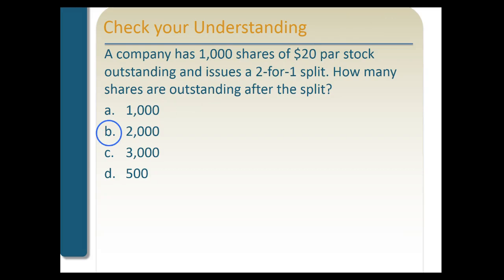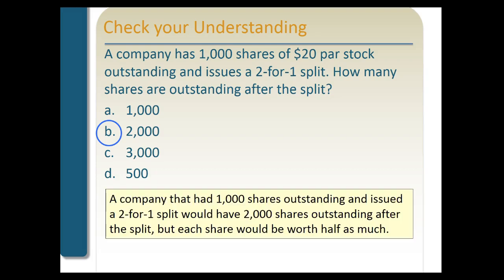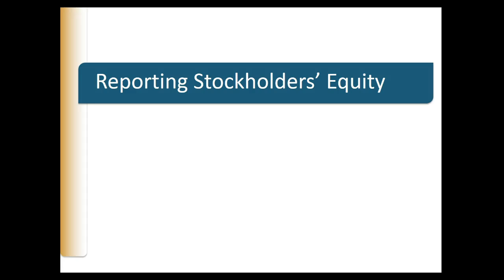A company has 1,000 shares of $20 par stock outstanding, issues a 2-for-1 split. How many shares are outstanding after the split? 2,000 shares. If a company had 1,000 shares and issued a 2-for-1 split, then after there would be 2,000 shares.